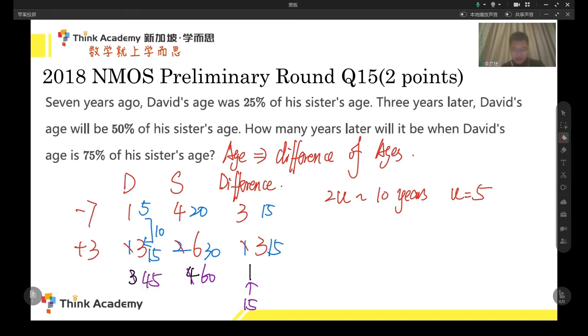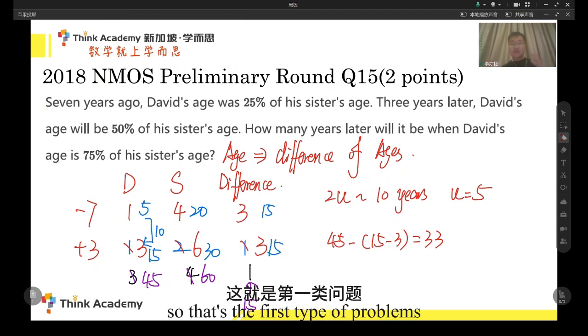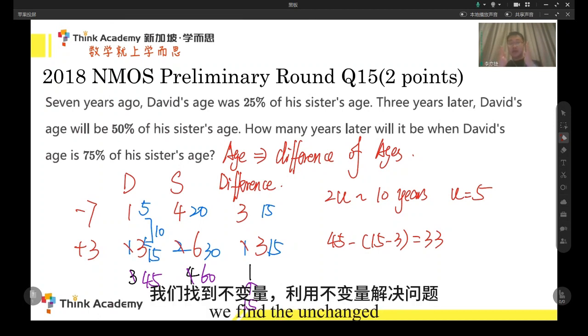We can see that 3 years later, David is 15, and current David's age would be 15 minus 3, which is 12, right? So, when David is 45 years old, it would be 45 minus 12, and it would be 33 years later. So that's the first type of problems. We find the unchanged amount and solve the problems.